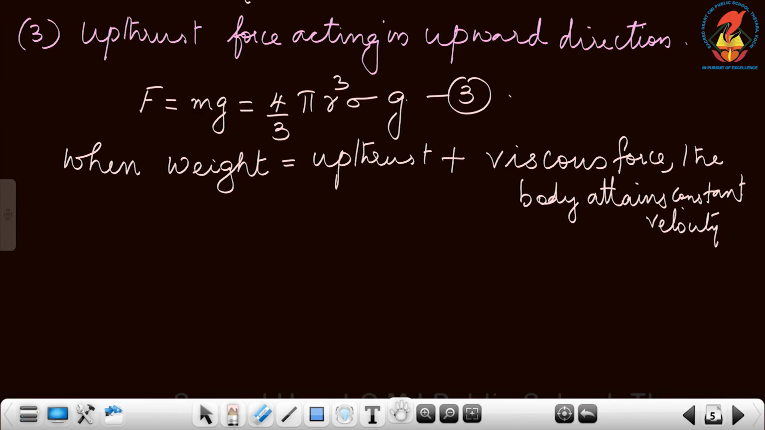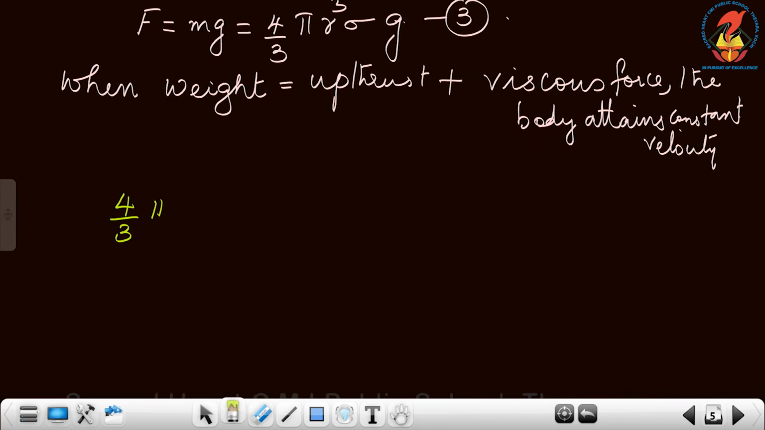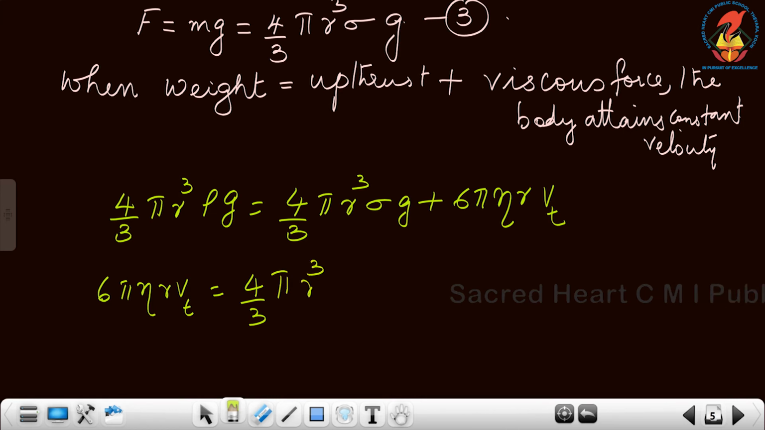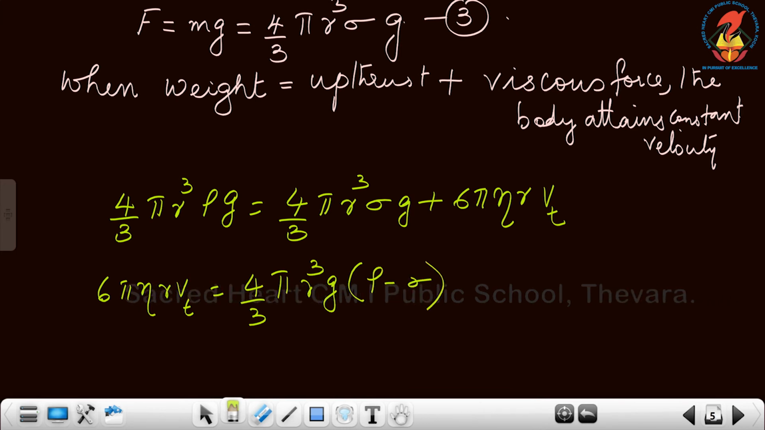So we can write 4 by 3 pi r cube rho G is equal to 4 by 3 pi r cube sigma G plus 6 pi eta r V. In our case, V is the terminal velocity, so we are denoting it by Vt. Okay, or you can write 6 pi eta r Vt is equal to 4 by 3 pi r cube G into, you bring this term to the opposite side, you will get rho minus sigma. Now our aim is to find out what? Our aim is to find out the terminal velocity Vt.